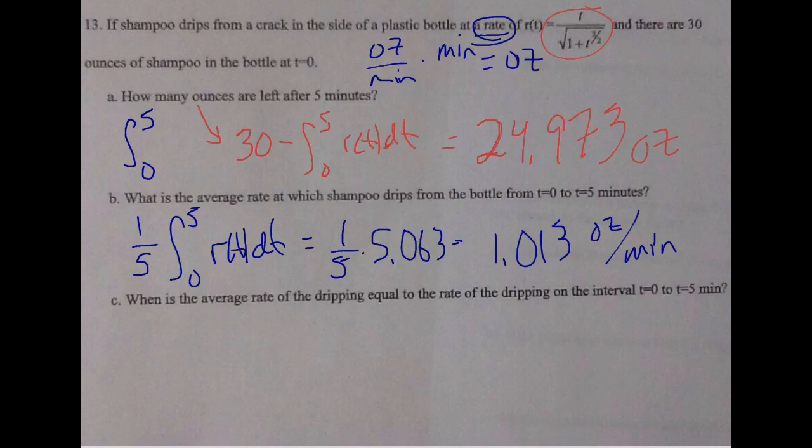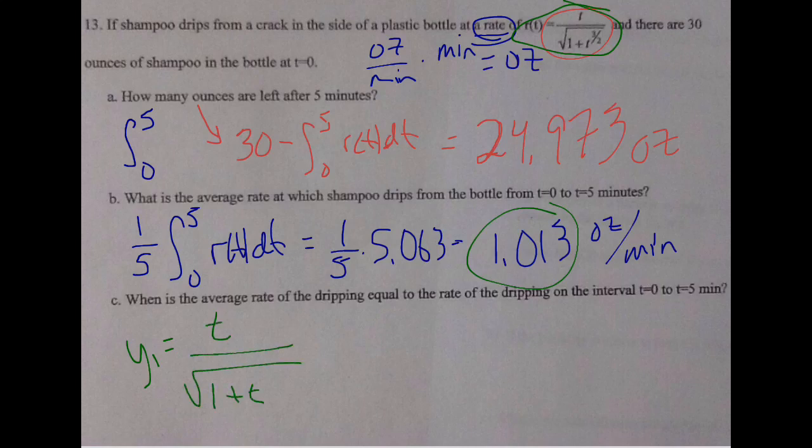The last part of this problem asks us to find when the average rate is equal to the actual rate. So I want to know for what t-value is that function equal to this number. So I put into y1 in my calculator t over square root 1 plus t to the 3 halves. And then in for y2, I put this number. Figure out where they hit each other.